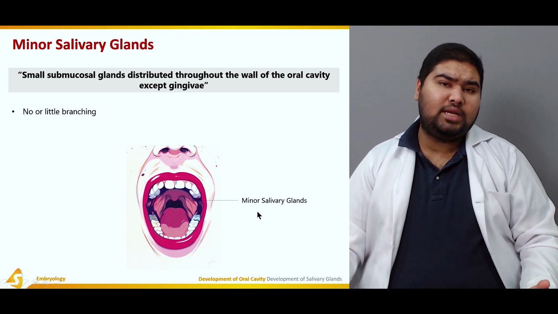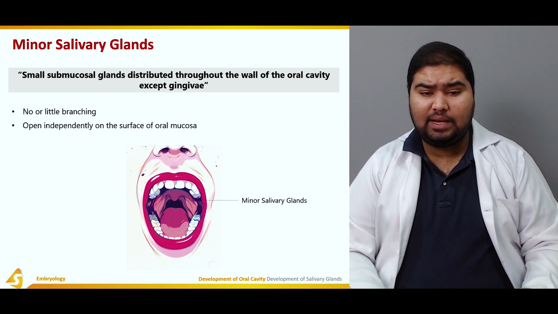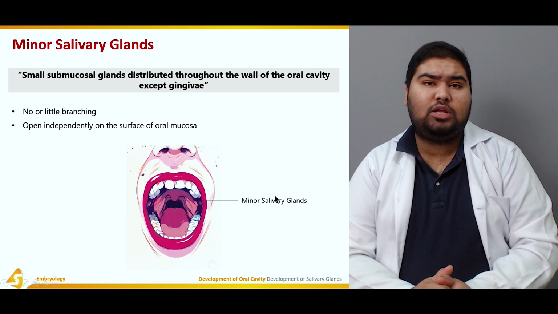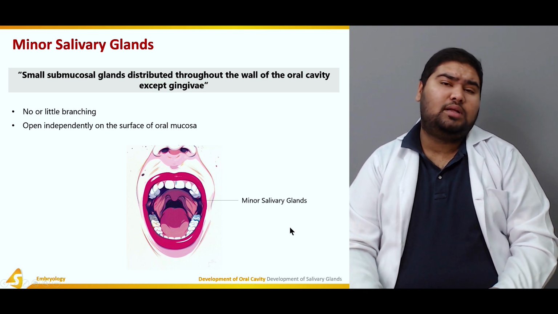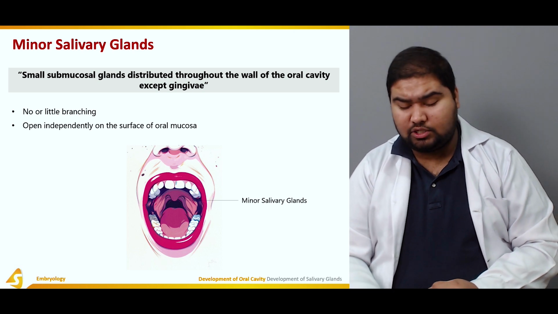There is no or little branching because these are simple glands. They open independently on the surface of the oral mucosa. They do not have a major function.